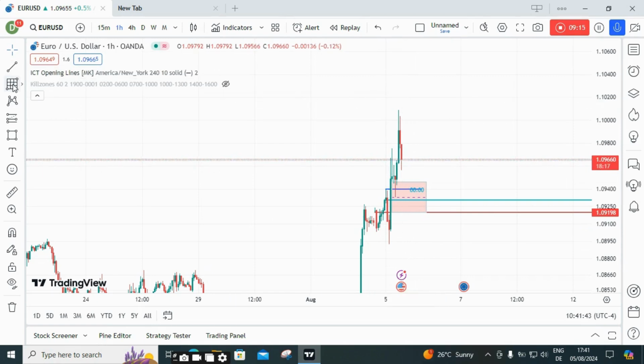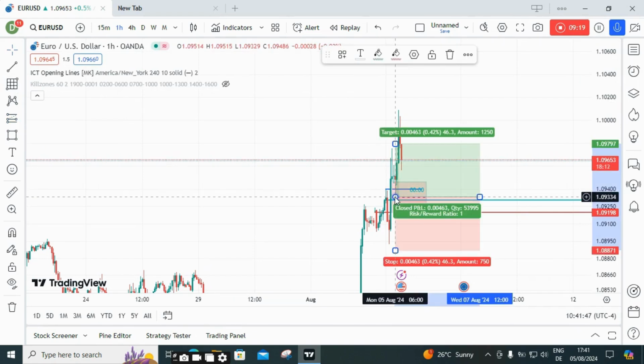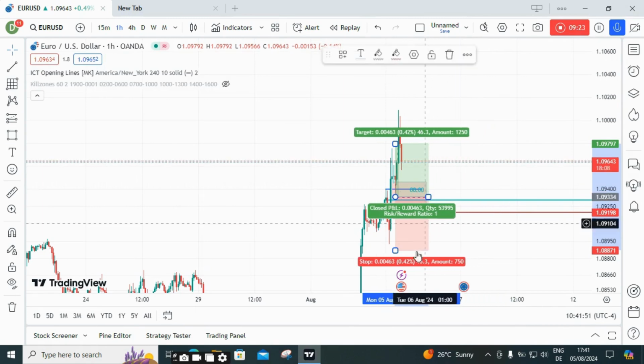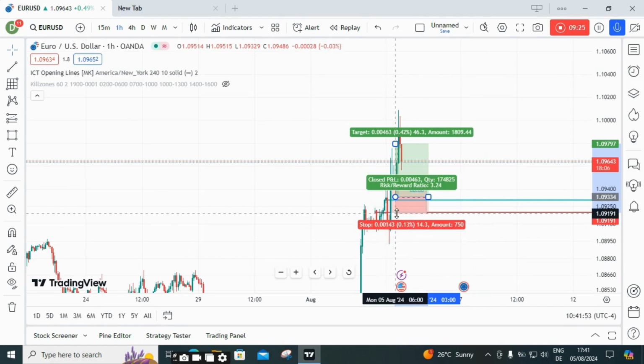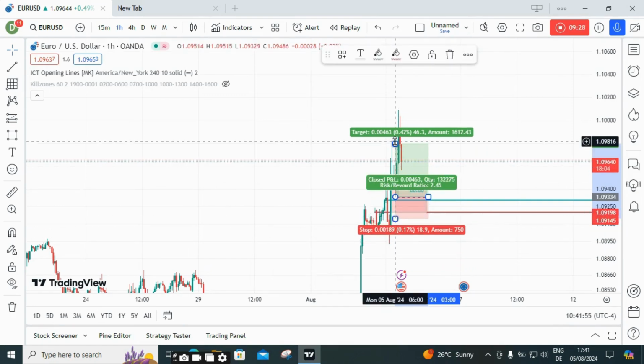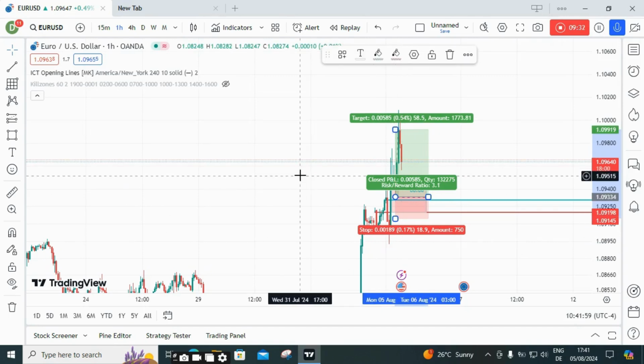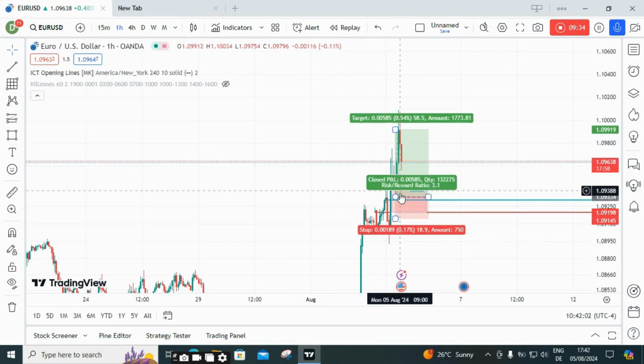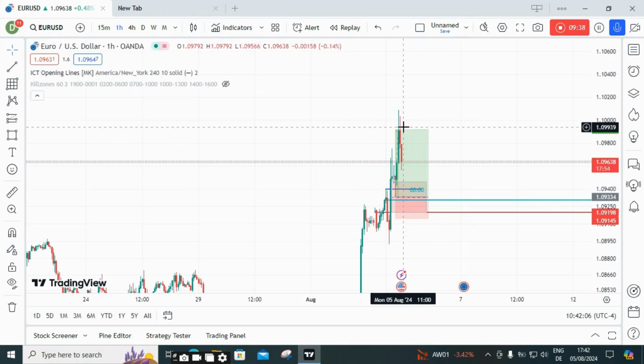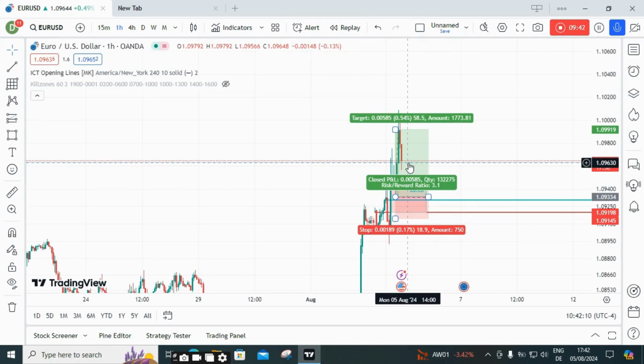So what did I do? I marked this level and put an order at the 50% level of the fair value gap that was left behind on the 1 hour time frame. I put an order and I targeted 3R. Price came back, retested the 50% level of the order block and of the fair value gap and went higher, and we had a perfect win, a perfect take profit.